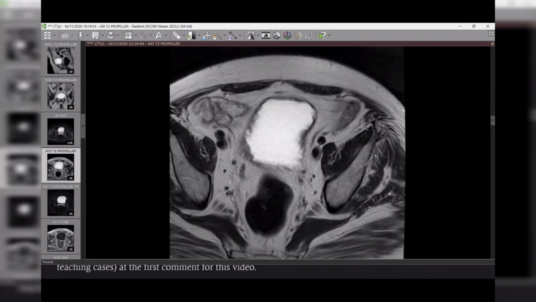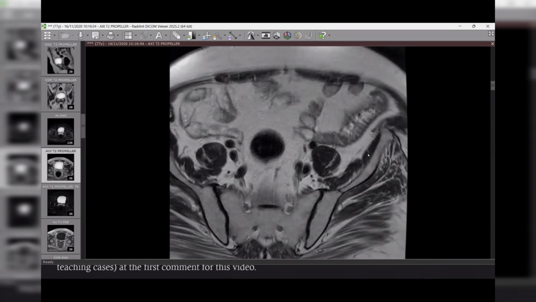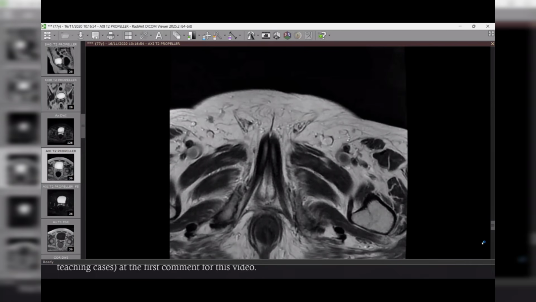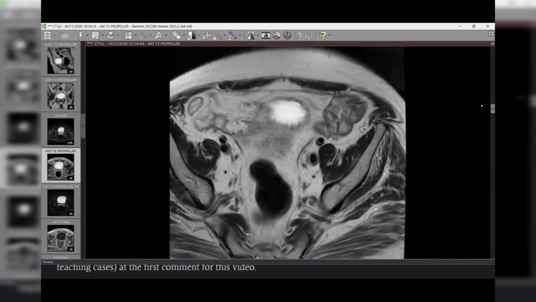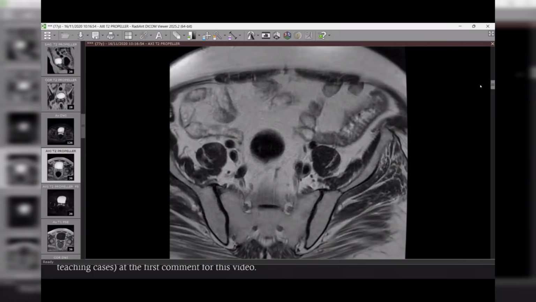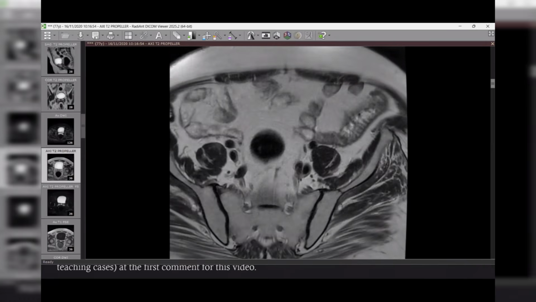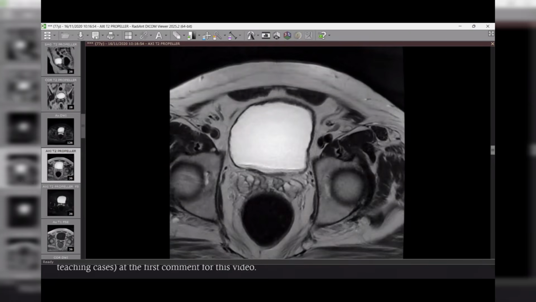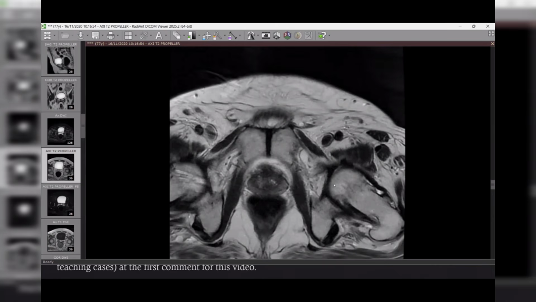Go ahead. Okay. The patient presented with hematuria. I am presented with an MRI of a male patient. These are the T2 weighted images. I'll first scroll through the images, and then I'll start describing my findings. So this patient presented with dysuria. I am looking at the urinary bladder of this patient.